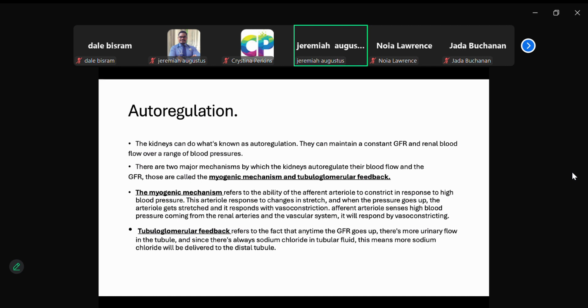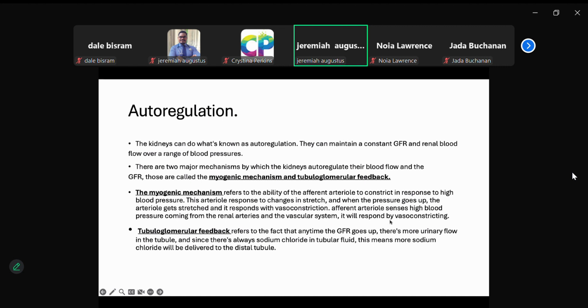You get me? Now, there are two ways in which they do this. They have a myogenic mechanism and something called tubuloglomerular feedback. What happens in the myogenic mechanism is that when the arterioles have this high pressure and they start to stretch, it's going to send a message to say, hey, we're having high stretch. This means that blood pressure is high. We need to constrict, and the afferent arterioles are going to constrict.